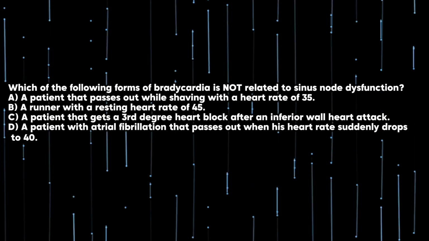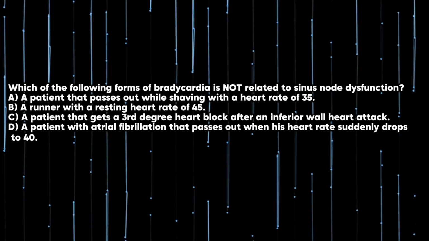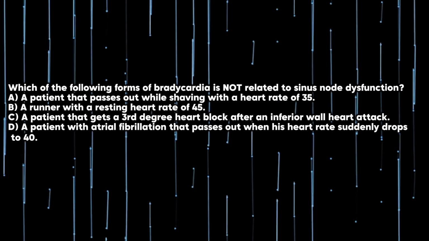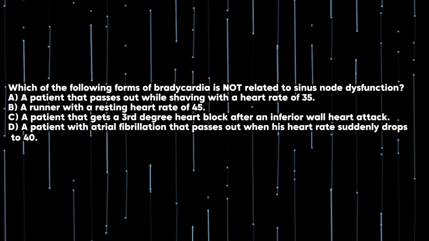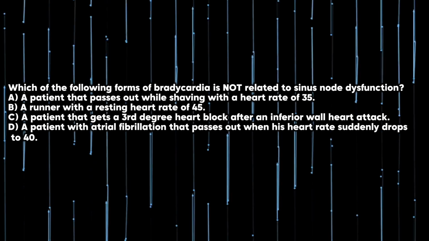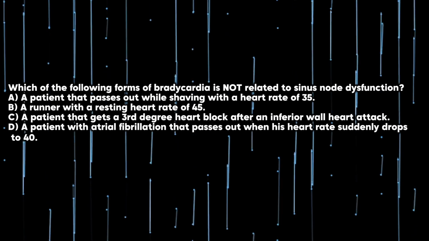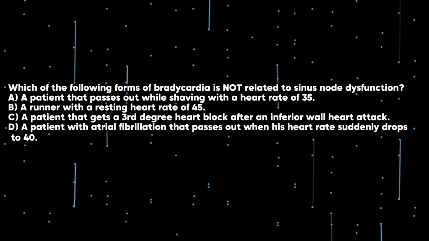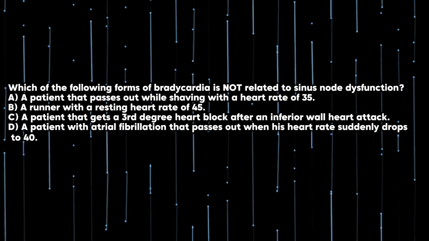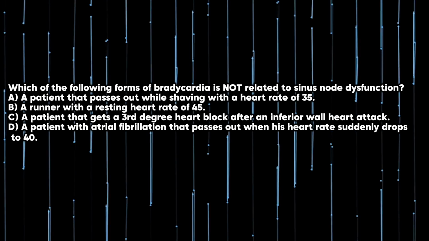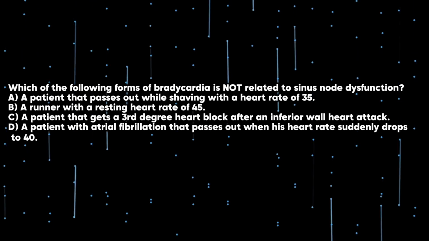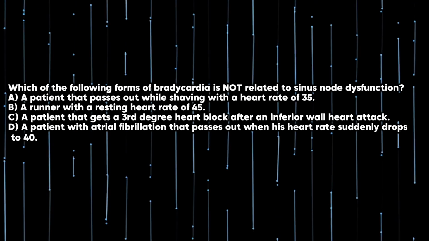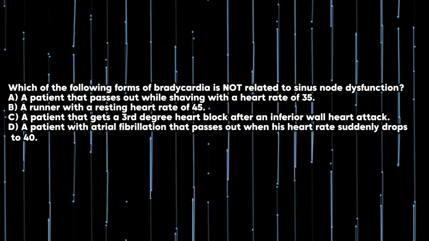Which of the following forms of bradycardia is not related to sinus node dysfunction? A. A patient that passes out while shaving with a heart rate of 35. B. A runner with a resting heart rate of 45. C. A patient that gets a third-degree heart block after an inferior wall heart attack. D. A patient with atrial fibrillation that passes out when his heart rate suddenly drops to 40.